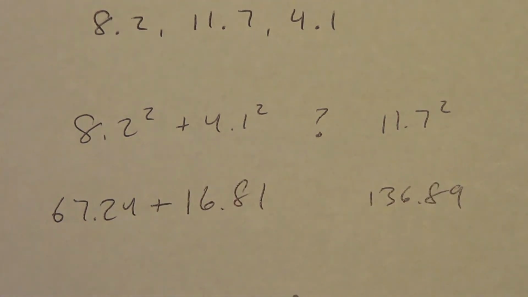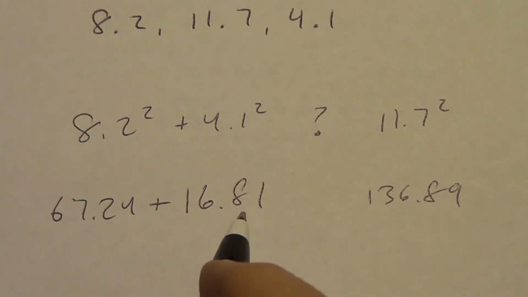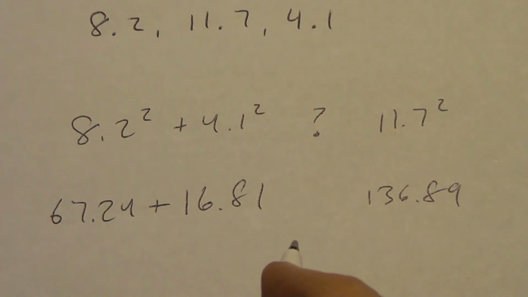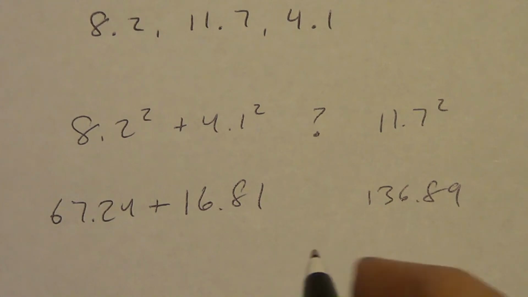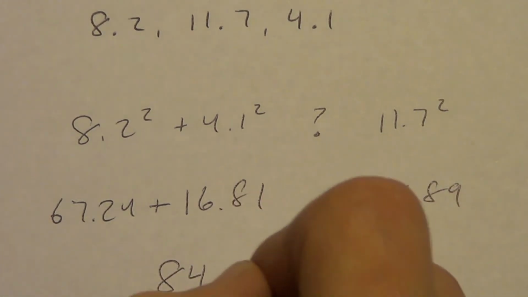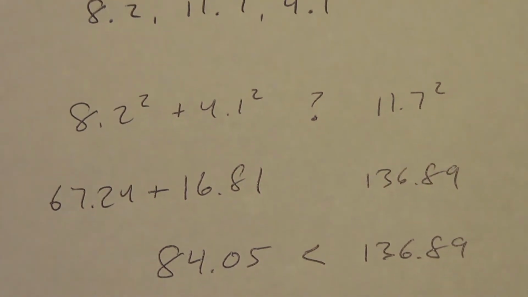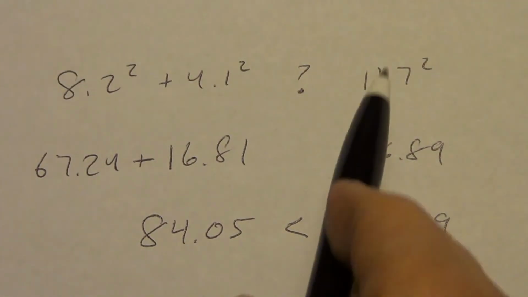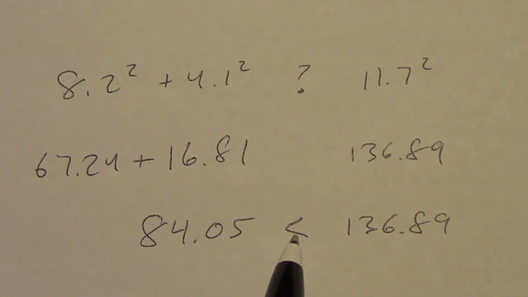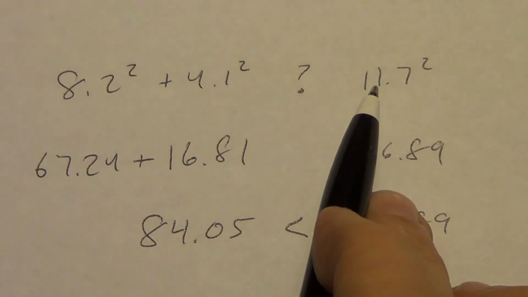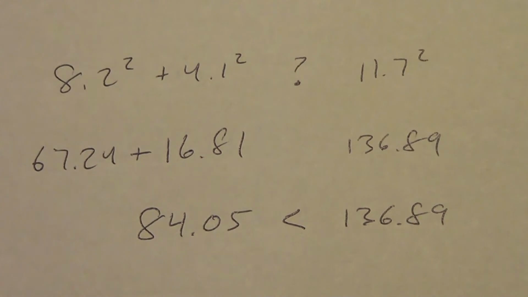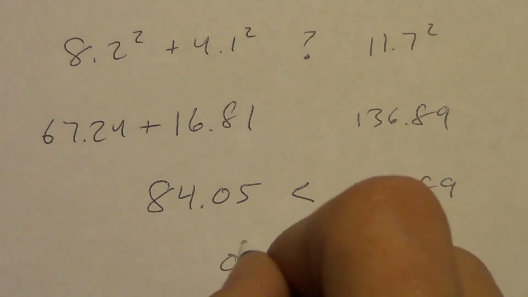Okay, we add these two together here, 67.24 plus 16.81, and we get, I'm just typing this into my calculator so I don't make a careless mistake, 84.05, and 136.89. This is definitely less than. Always focus on the C side. C squared is too big, which means C, way back here, was too big. Too big to be a right angle. If it's too big to be a right angle, it must be an obtuse angle, and therefore we have an obtuse triangle.